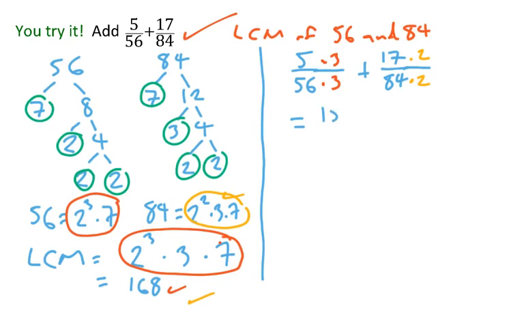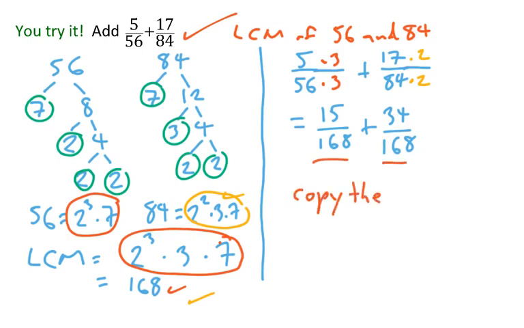5 times 3 is 15. 56 times 3 really is 168. 17 times 2 is 34. And 84 times 2 really is 168. Now I've got the same denominator. Once two fractions have the same denominator, then what you do is you copy the denominator and you add or subtract, if that's what you're doing, the numerators.